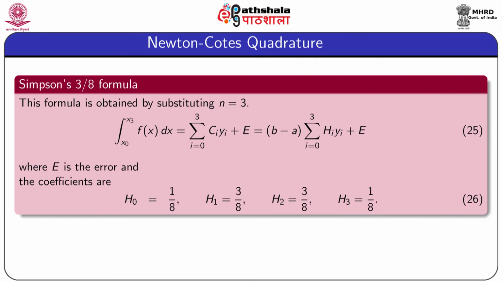Now, we consider the case when n equal to 3, and the formula obtained by this value is known as Simpson 3/8 formula. In this case, the integration from x0 to x3 of f(x) dx is equal to summation i equal to 0 to 3 of ci yi plus e, which is equal to (b minus a) into summation i equal to 0 to 3 of hi yi plus e, where e is the error, and the Cotes coefficients are h0 equal to 1 by 8, h1 equal to 3 by 8, h2 equal to 3 by 8, h3 equal to 1 by 8. All these values are determined from equation 8, which is the expression for h.